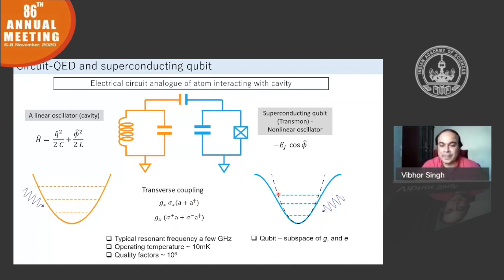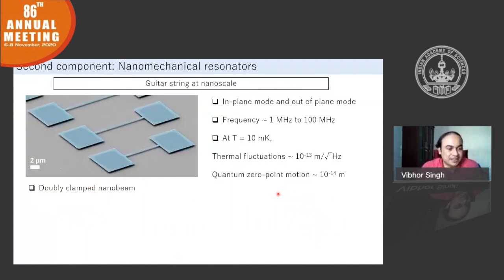So the second component in my talk is nanomechanical resonators. These can be thought of as nano or micron scale structures which are suspended and clamped from two sides. So these are like a micron version of guitar strings. Since the speed of sound is much smaller than the speed of light, if you try to pluck these oscillators, they have resonant frequencies in the range of 1 megahertz to 100 megahertz.